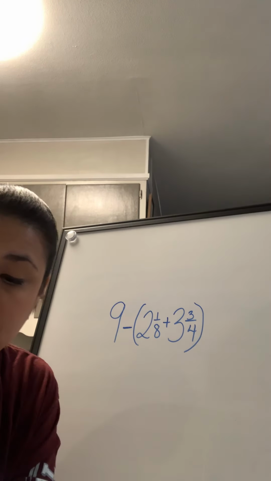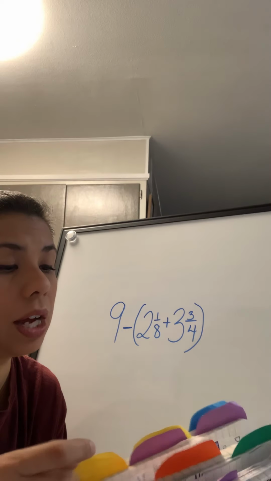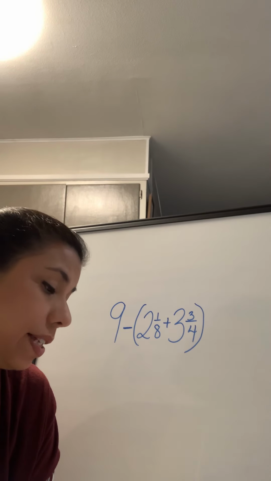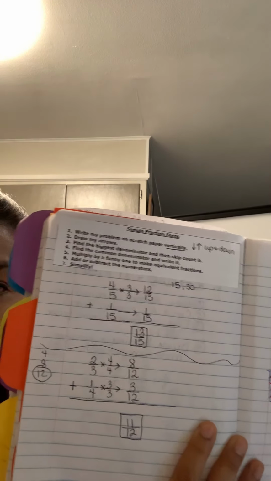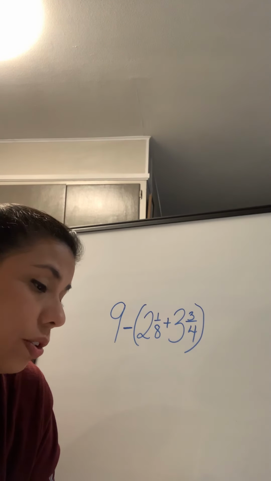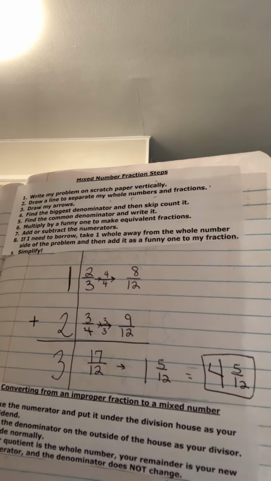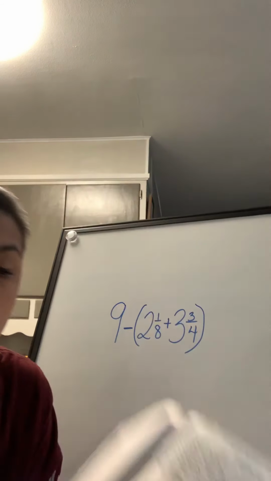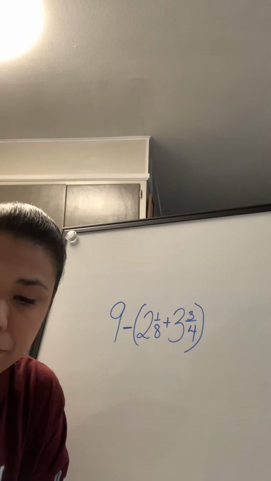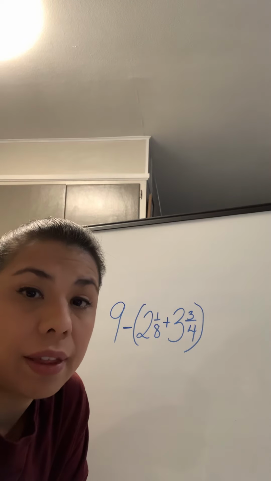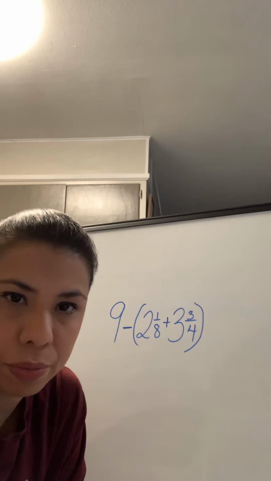And if you are unsure of how to add mixed numbers, guess what, guys? We have it in our notebook. So we have step by step how to add fractions with unlike denominators. We also have step by step how to add fractions with whole numbers, mixed numbers, in case you have to borrow or you were going to have to carry one over to the whole number. You always add or subtract the fractions first, then you would bring in the whole numbers, okay?